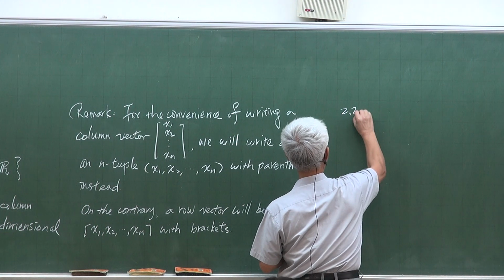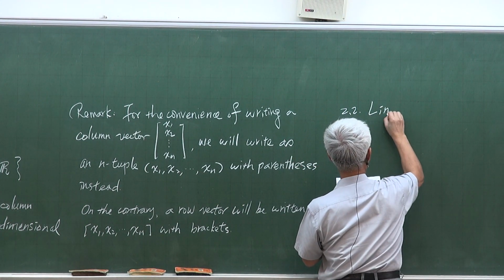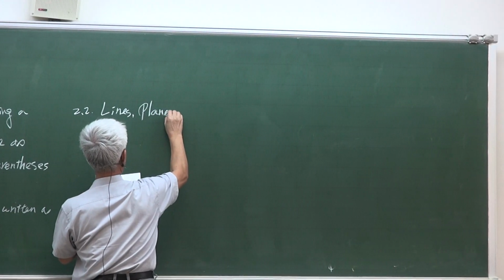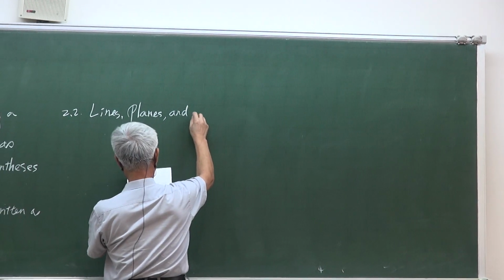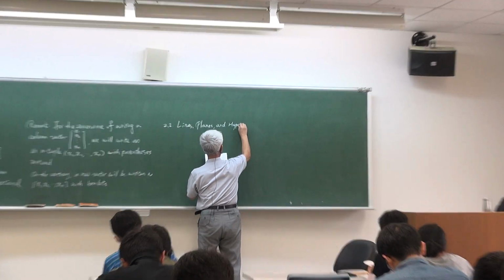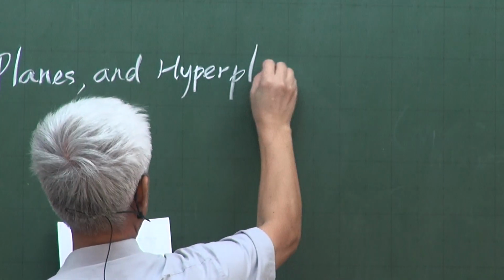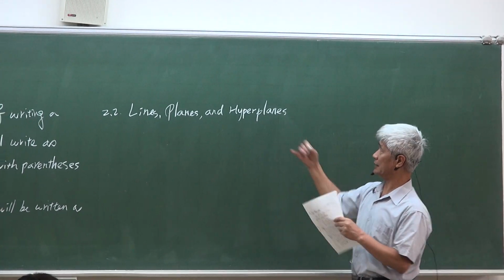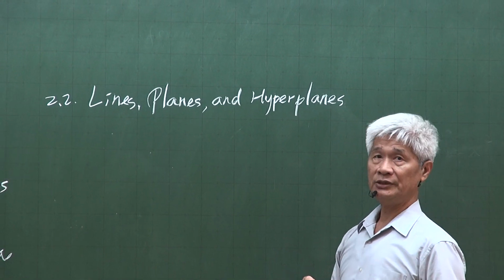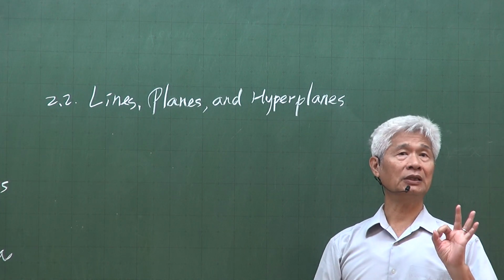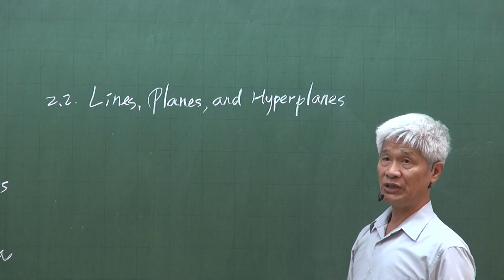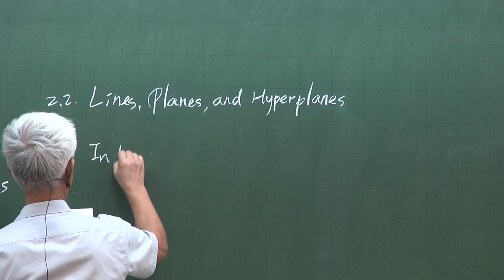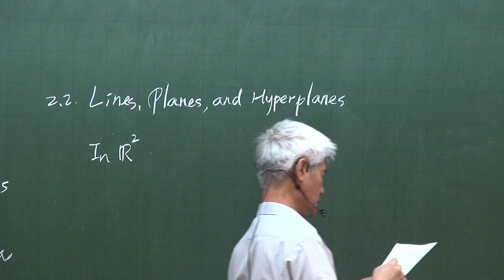Okay, so now the second section: line, plane, and hyperplane. This section intends to give you some geometrical illustration of linear algebra. Okay, so we start with the two-dimensional Euclidean vector space.